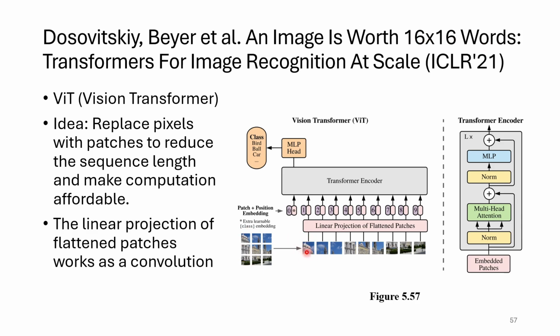Once they have the patches, they use a linear projection. It's something like a convolution. They convert the patches into vectors and then combine them with the positional encoding. So they can create the tokens and use the transformer architecture to exploit its self-attention mechanism to do visual tasks. All right.